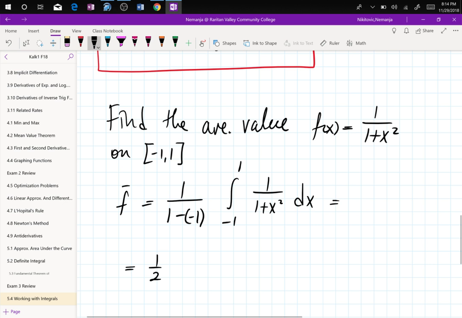Nope. Tangent inverse. Stand and be recognized. Everyone bow. Yes, that's the inverse tangent.